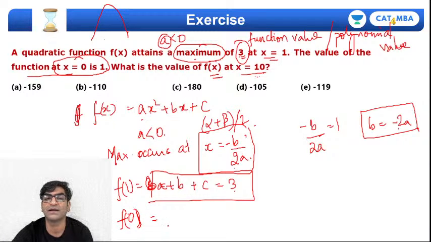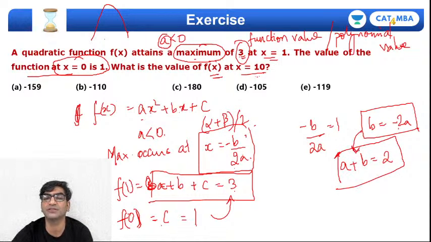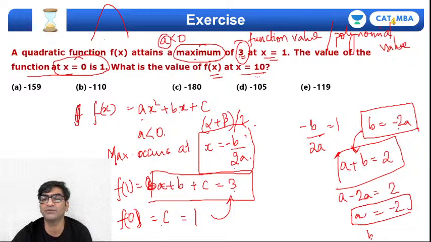f of 0 क्या होगा? ये 0 हो जाएगा x इक्वल टू 0 डालने पे, ये भी 0 हो जाएगा, तो f of 0 will be c and that's given to me as 1, right? So I know c is 1. If I use that in this previous equation, then I'll get a plus b is equal to 3 minus c, that's 3 minus 1, 2. तो a plus b is 2. इसमें पहला वाला कंडीशन भी डाल देते हैं. If b is equal to minus 2a, a minus 2a is equal to 2, which means a will be equal to negative of 2. And if a is negative of 2, b should be equal to 4, राइट. तो ए भी आ गया, बी भी आ गया और सी भी आ गया.